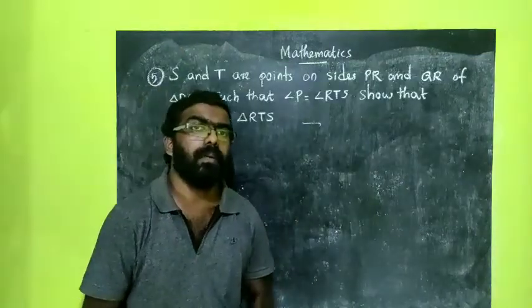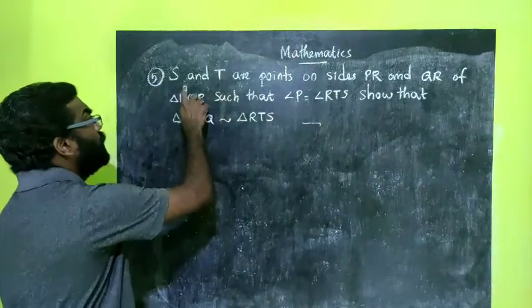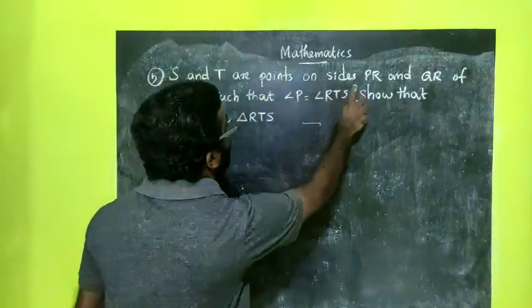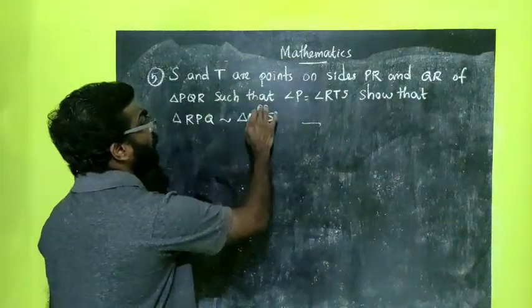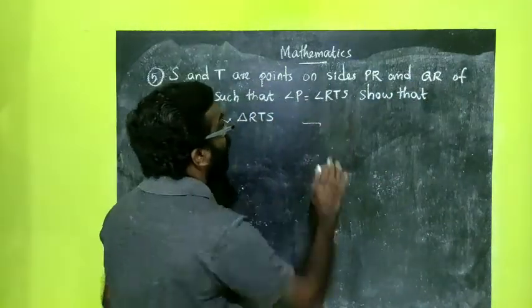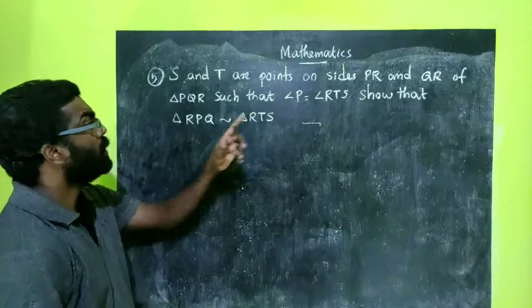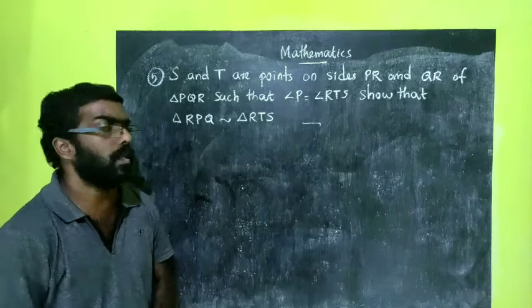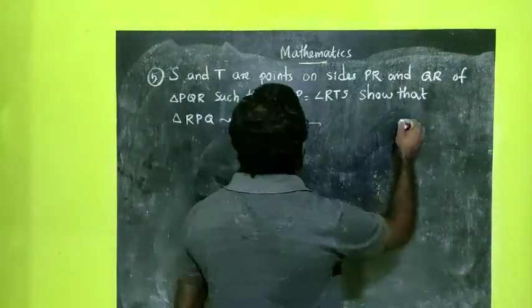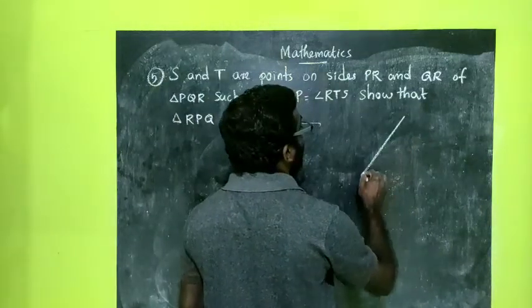Now we move on to question number 5. S and T are points on sides PR and QR of triangle PQR such that angle P equal to angle RTS. Show that triangle RPQ is similar to triangle RTS. So first of all, we can draw a triangle PQR.